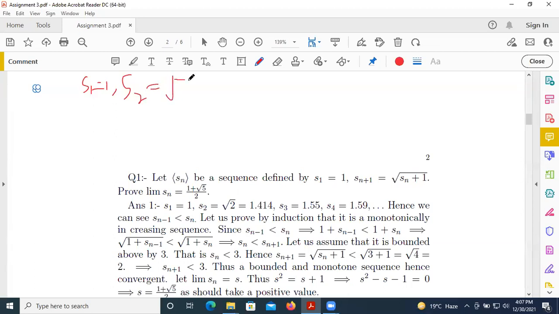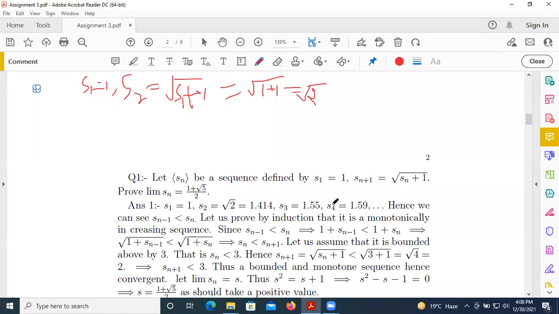root S1 plus 1, which is equal to root. We have given a value of S1, so we write it as root of 1 plus 1, okay, which is equal to root 2, and root 2 is equal to 1.414.